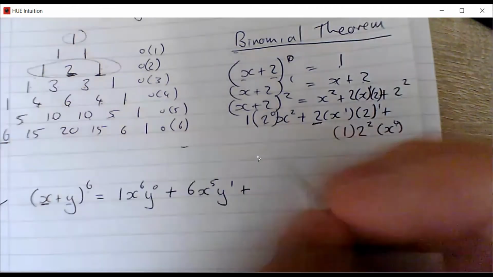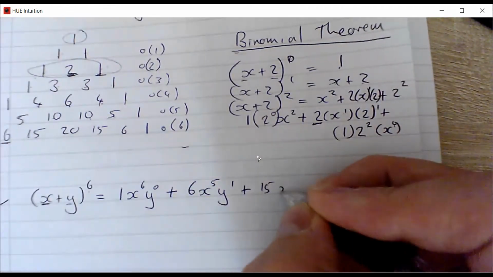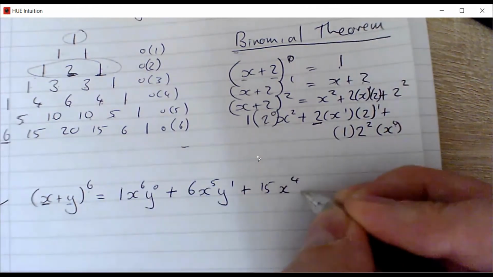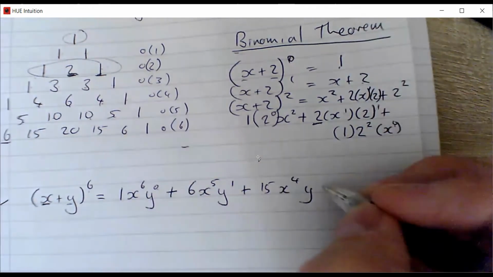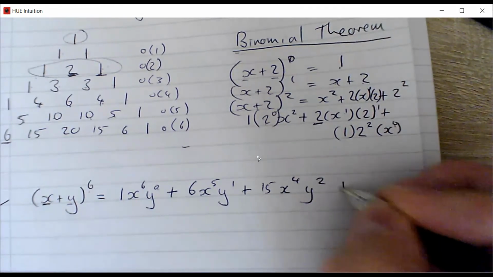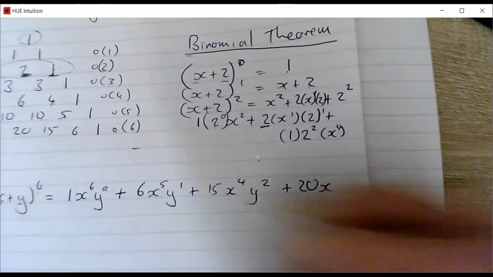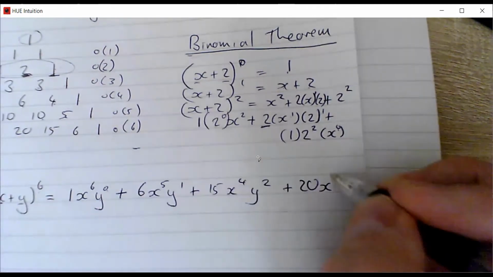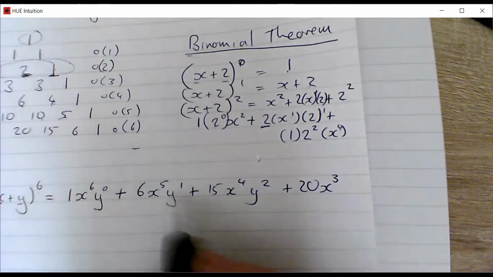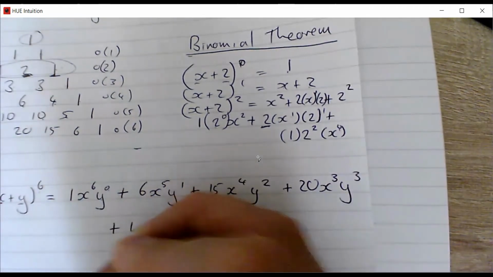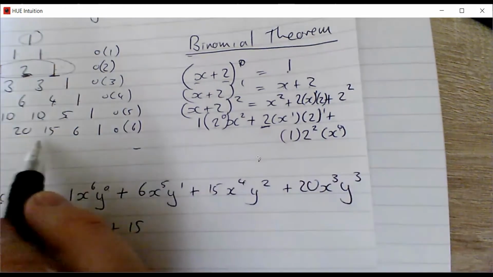Plus our next coefficient, 15 x to the power of 6, 5, 4 and y to the power of 0, 1, 2, plus 20 x to the power of 6, 5, 4, 3, y to the power of 0, 1, 2, 3, plus 15 is the next term.